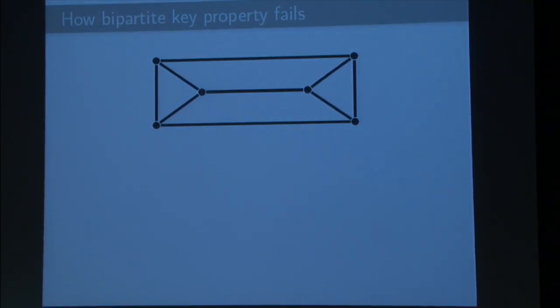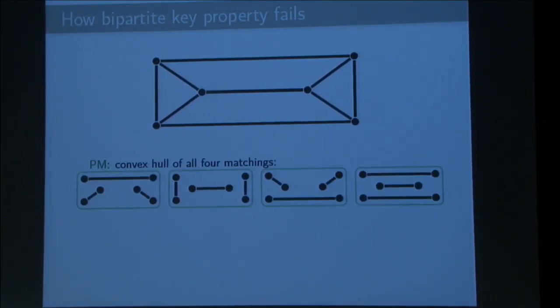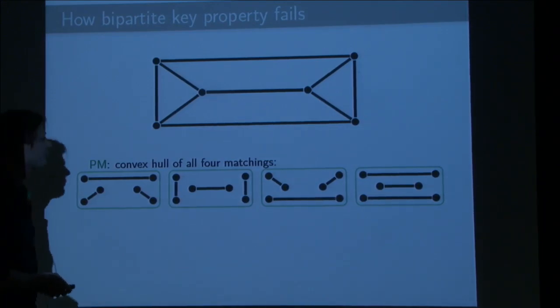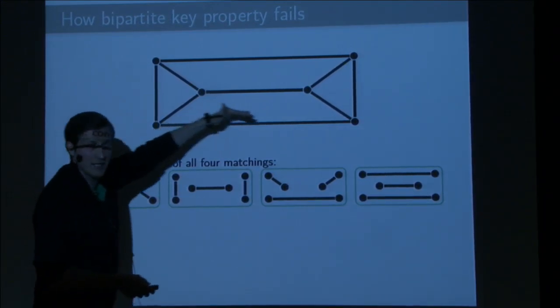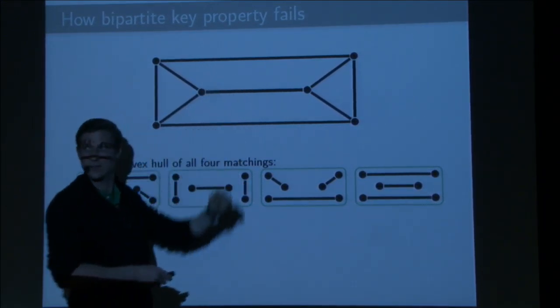So how does the bipartite key property fail? Here's a graph. These are all the perfect matchings; there are 4 perfect matchings in this graph. You either select one edge crossing or all 3 edges crossing.